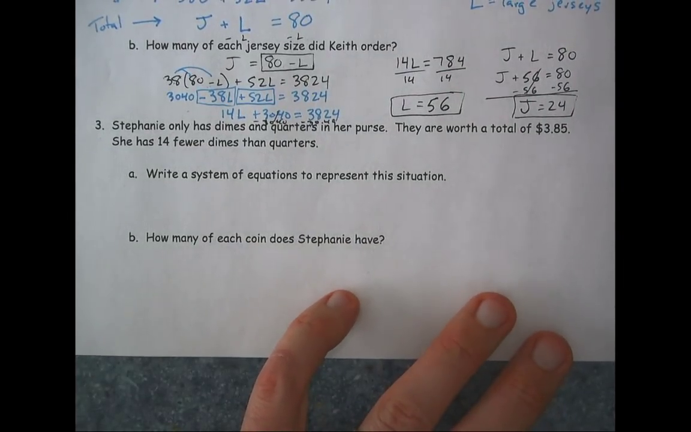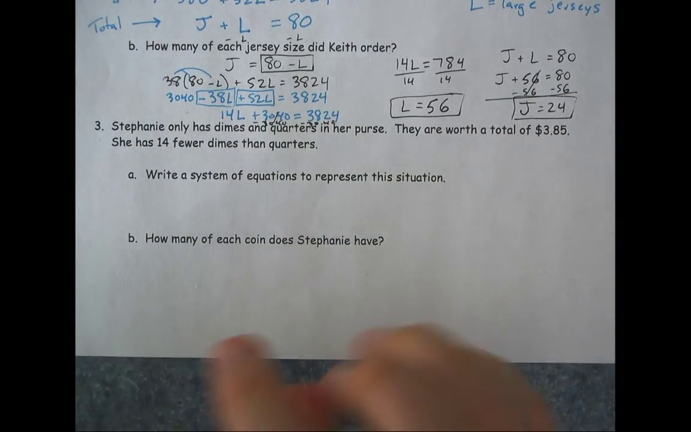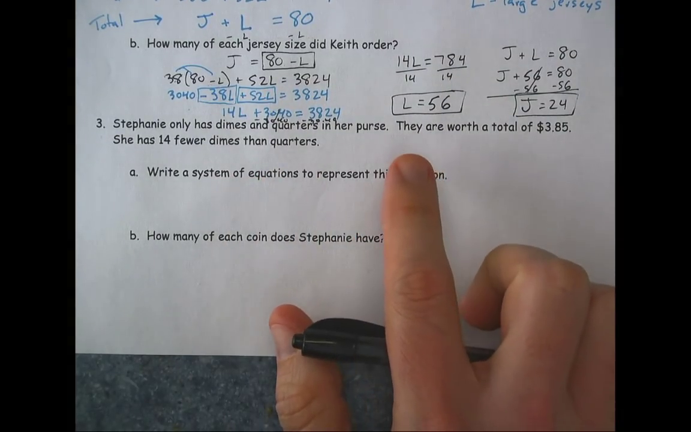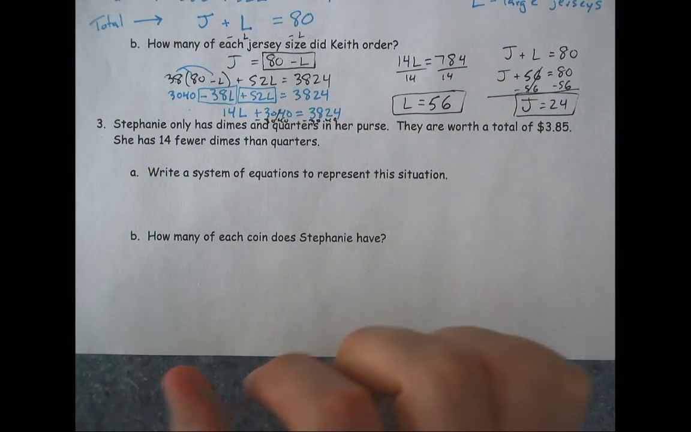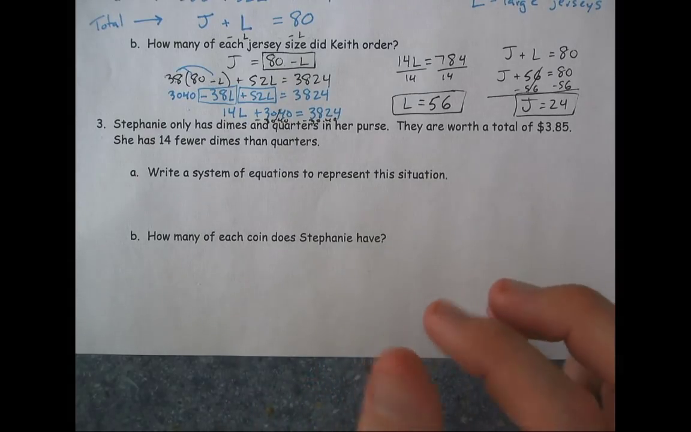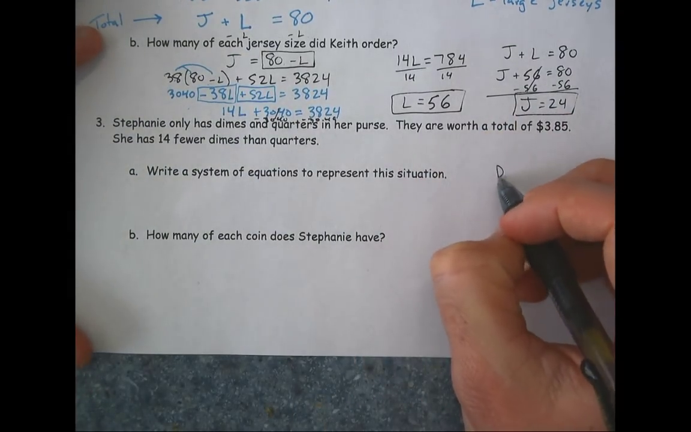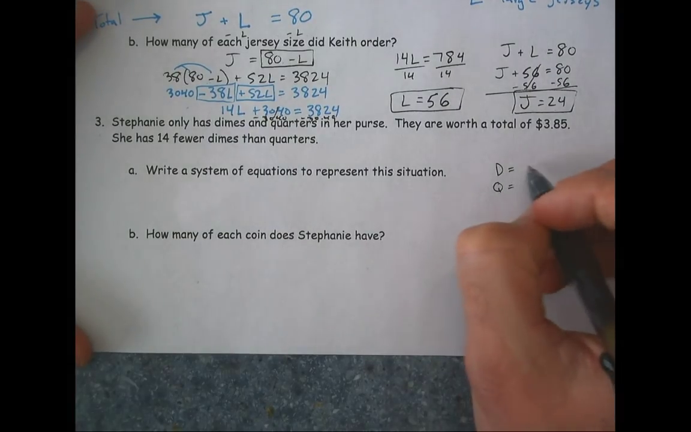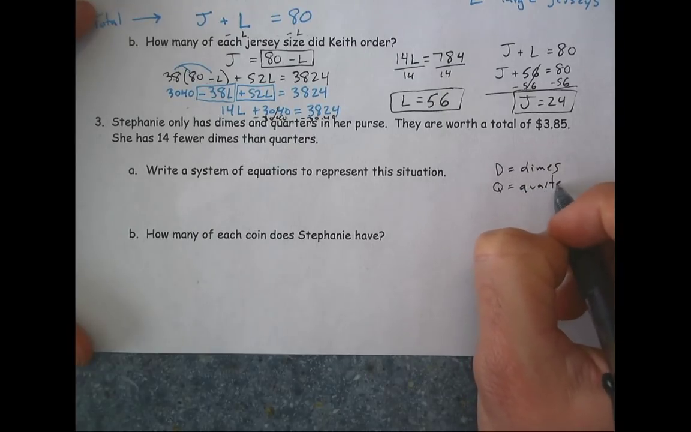All right, let's try one more now. One that's going to be not quite as explicit. So Stephanie has only dimes and quarters in her purse. Okay, dimes and quarters. We don't know how many. And they're worth a total of this much money. She's got 14 fewer dimes than quarters. So we're going to have to find out a certain number of dimes, a certain number of quarters. And so I'm going to go ahead and use a D and a Q as my two variables. D for dimes, Q for quarters.